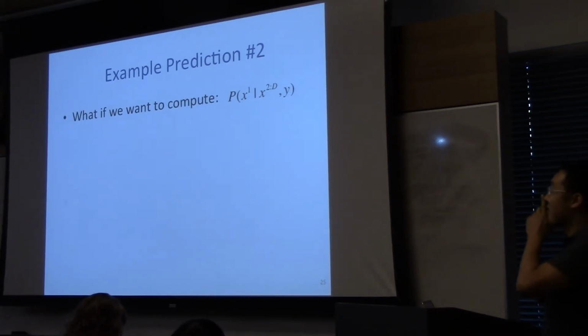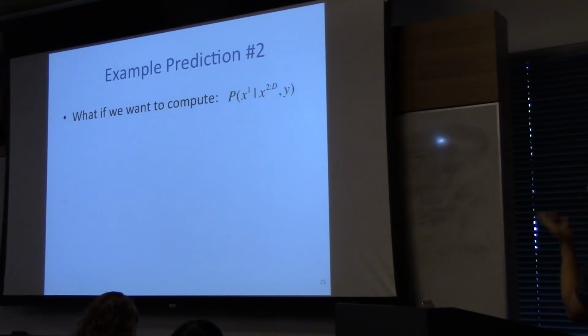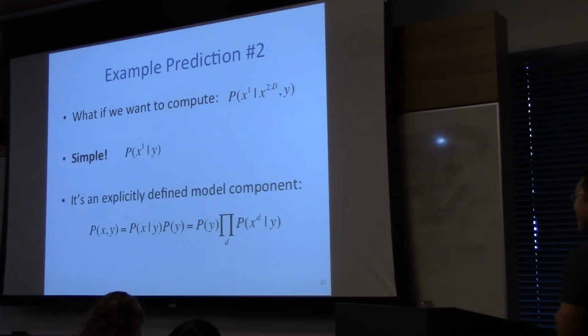So example number 2. What if we want to compute this probability? This is maybe not an orthodox one, but imagine that x1, the first feature, is somehow the label we want to predict instead. This is the probability we want to compute. It's actually very simple. You just look up an entry in the table. Each x is conditionally independent given y, so this thing is equal to this thing. We can just throw away this because x1 does not depend on the other x's if you're already conditioning on y. And this is simply an entry in the probability tables that we already keep track of. So it's a simple lookup.